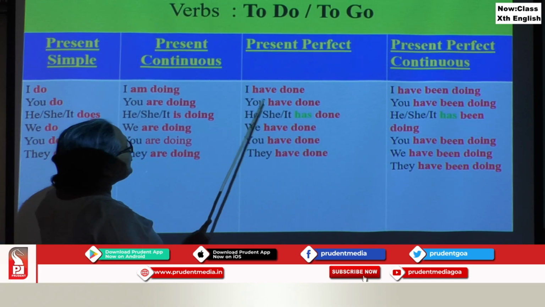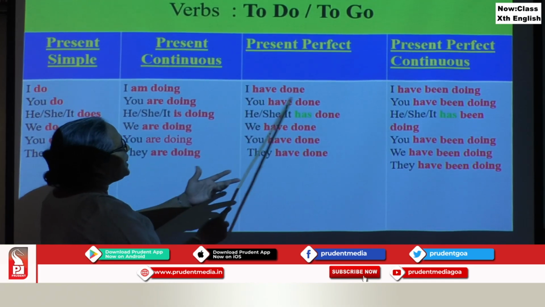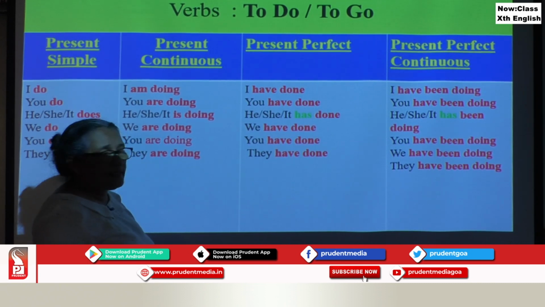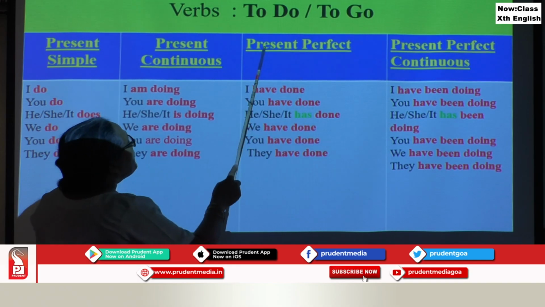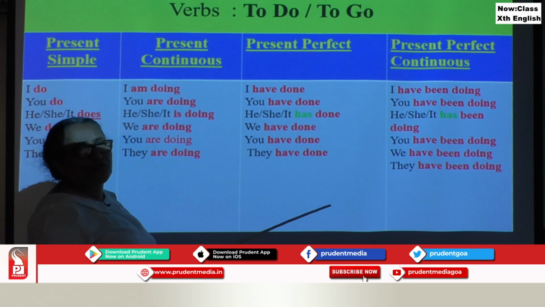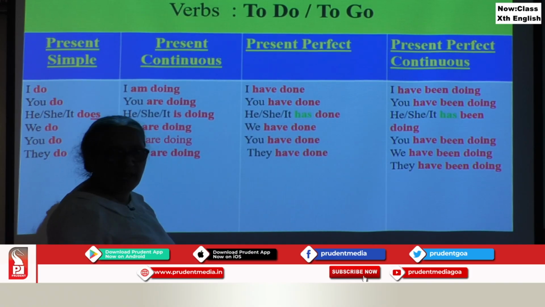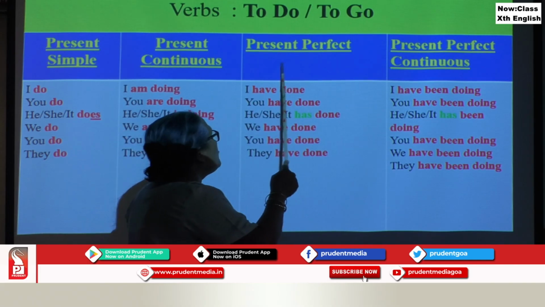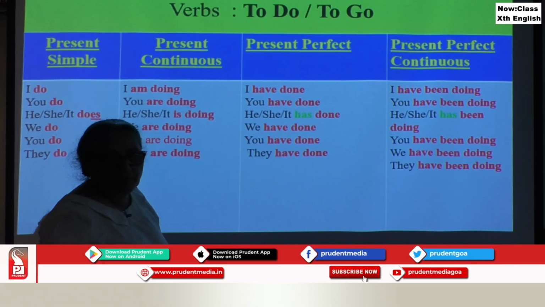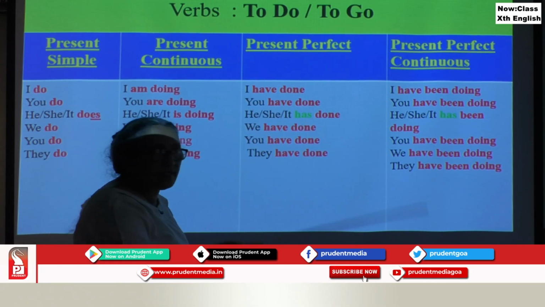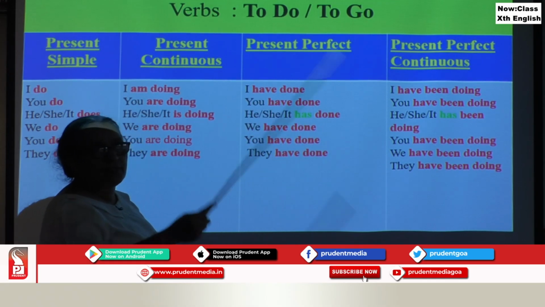What is present perfect of verb to do? I have done, you have done, he, she, it has done. We have done, you have done, they have done. What will be past perfect of verb to do? I had done, you had done, he, she, it had done. What will be future perfect of verb to do? I shall have done, you will have done.